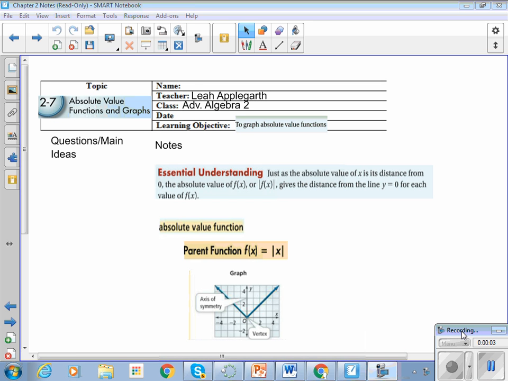All right, so today we're going to talk about section 2-7, absolute value functions and graphs. Make sure you guys include this header. If you're doing notes for my class, include this header on your paper. It has your name, the teacher, the class, today's date, and the learning objective is to graph absolute value functions.